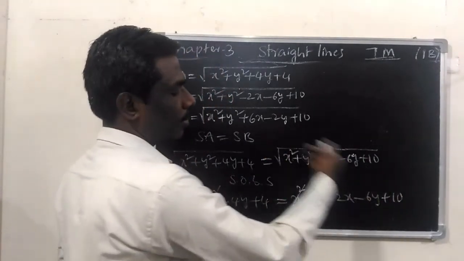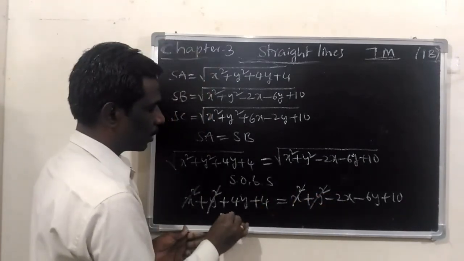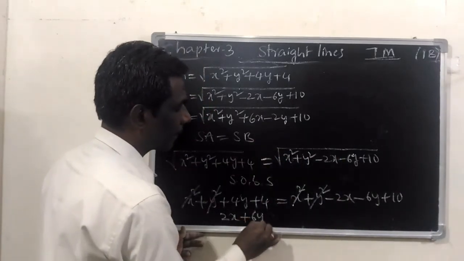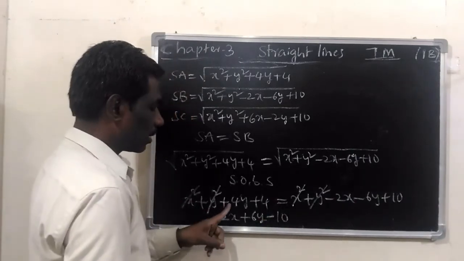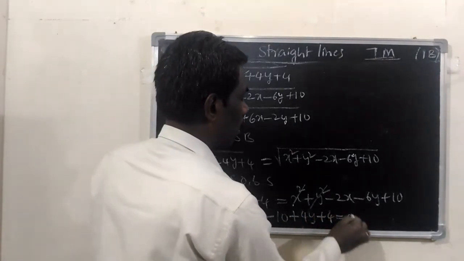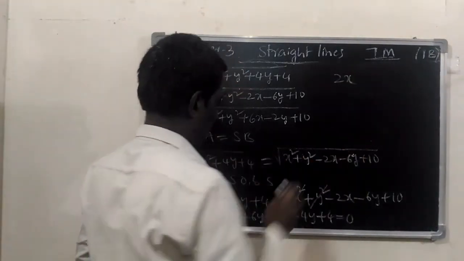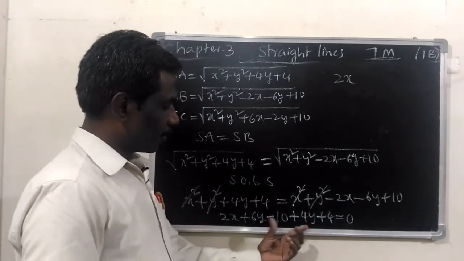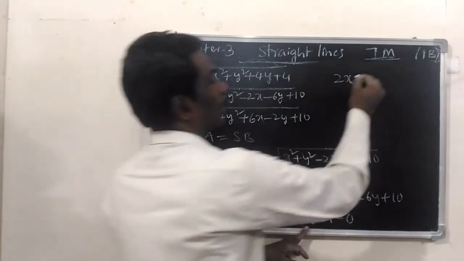Take the right side terms to the left side. This minus 2x becomes plus 2x, minus 6y becomes plus 6y, and this plus 10 becomes minus 10. And write this value the same, plus 4y plus 4 equal to 0. 2x, there is no more x term, so I am writing 2x as it is. And y terms, we have two terms. So 6y plus 4y is 10y.